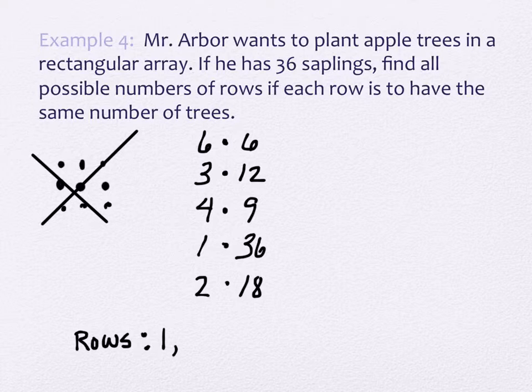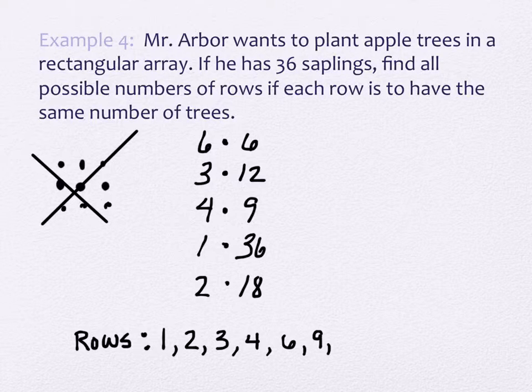Well, let's just go in order. I could have 1 row of 36. I could have 2 rows of 18. I could have 3 rows of 12, 4 rows of 9, 6 rows of 6. I actually could have 9 rows of 4.